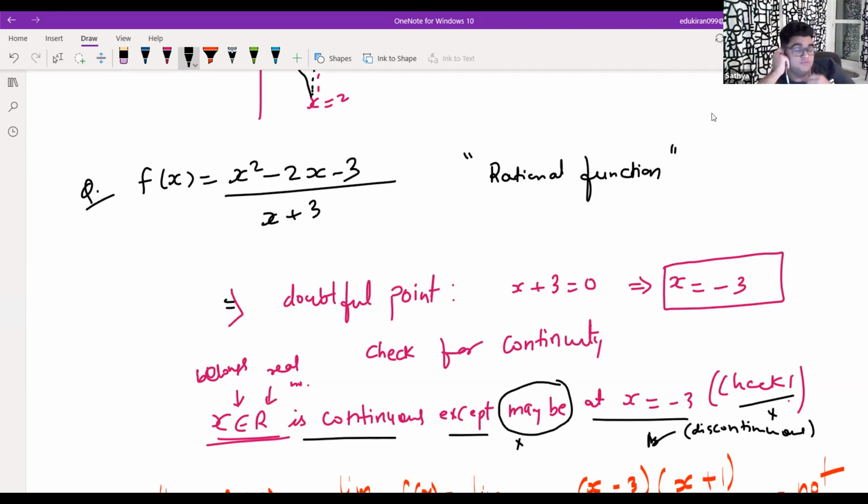So do we get that from the denominator? Yeah, here we get that from the denominator. Is it always in the denominator? No, not necessary. We will see one more example where it is not from the denominator. Okay, yes, sir.